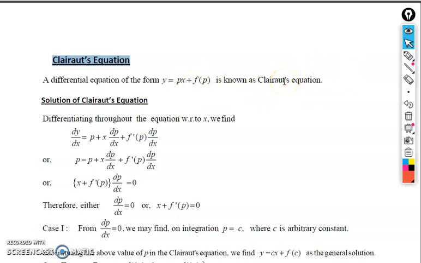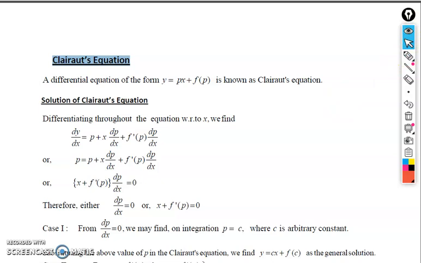A differential equation in the form y equals px plus some function of p is known as the Clairaut's equation. That means it's a special type of differential equation which is solvable for y, because we have already learned that the solvable for y model is y equals some function of x and p. Here it's a function of p and this one is p and x, therefore you can easily say that the right hand side should be a function of x and p.